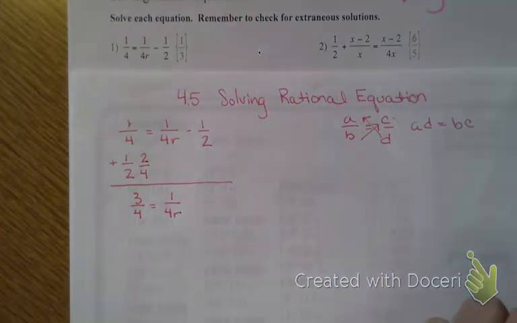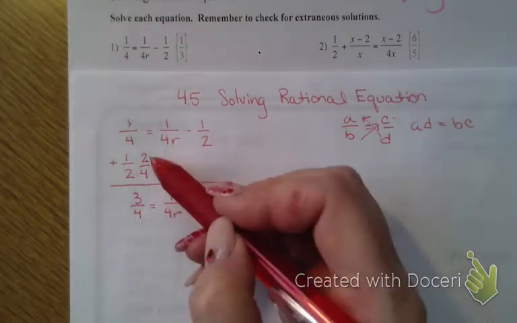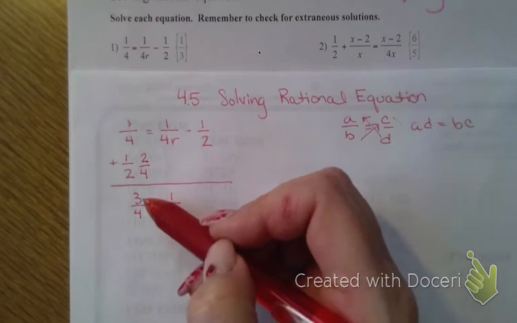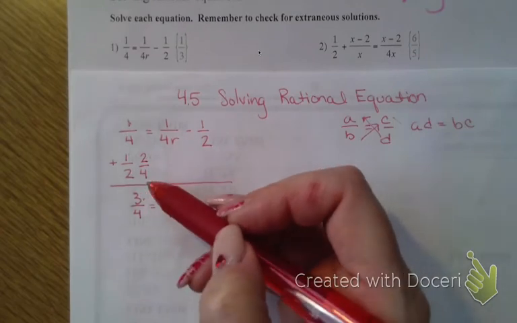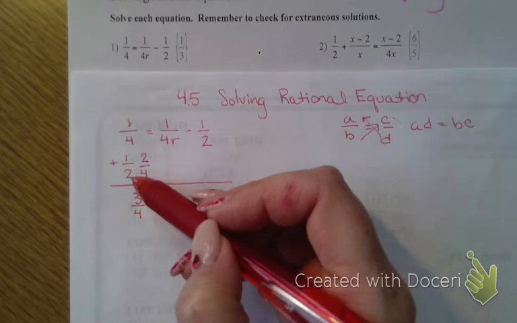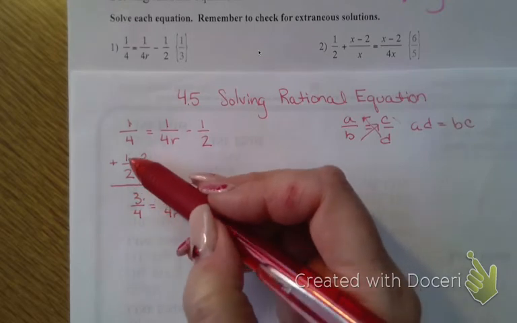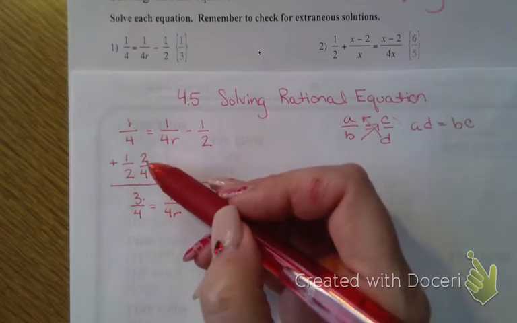Wait, how'd you get 2 over 4? I know how you got 4, but not the numerator. Okay, what do I multiply 2 by to get 4? 2. So I have to multiply 1 by 2. 1 times 2 is 2. There you go.